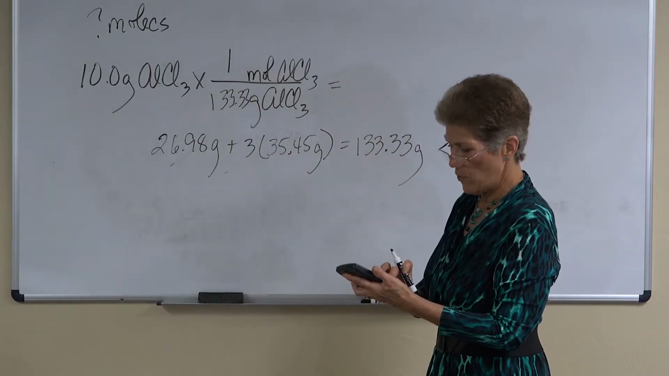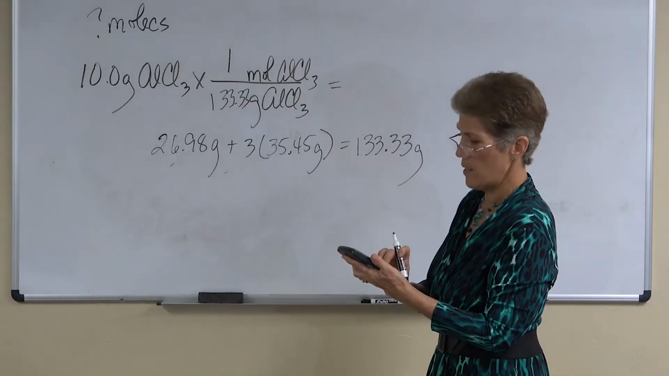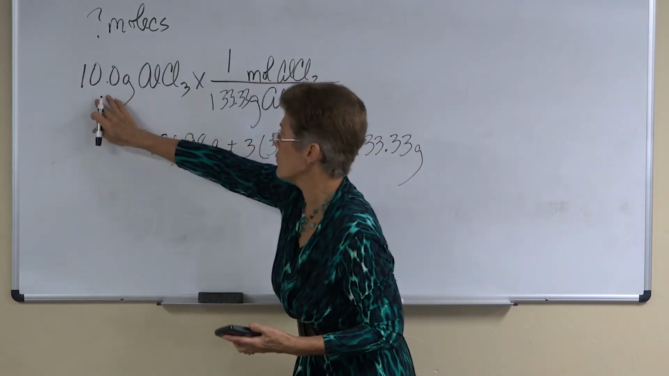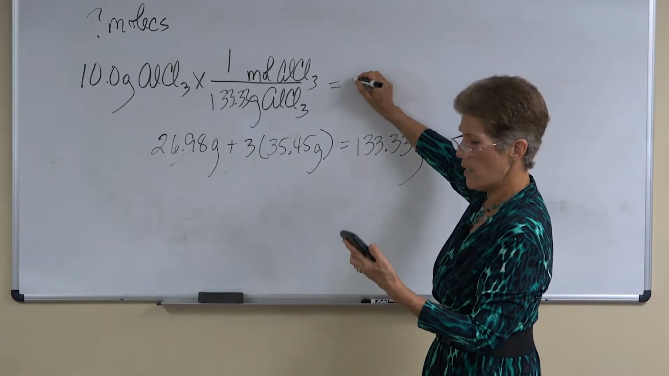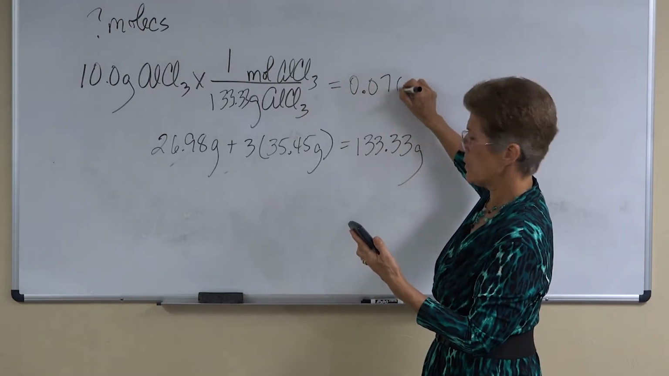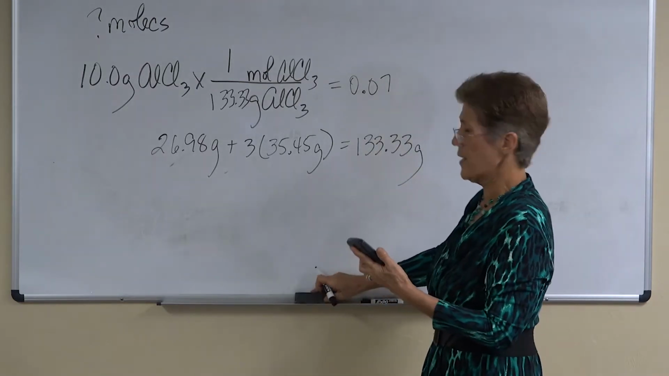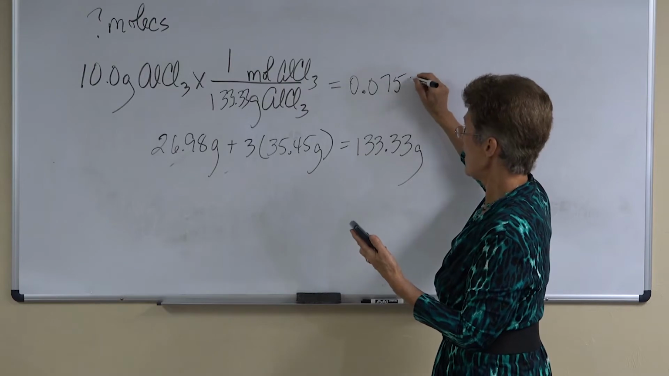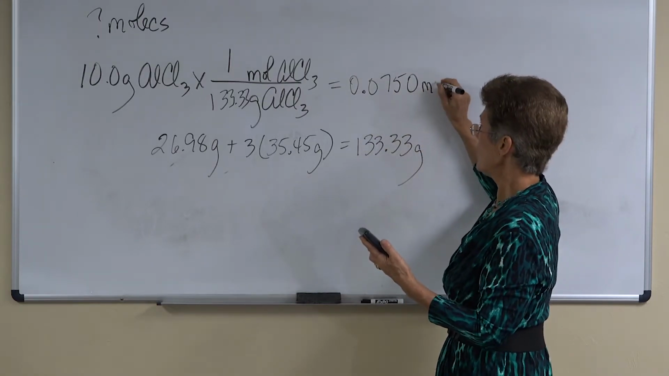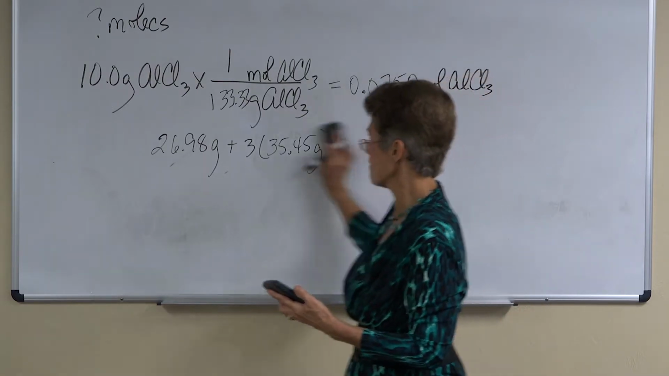And so now we can go 10 divided by 133.33 equals. And we need 3 significant figures in our answer because there's 3 here, 4 here, 5 there actually. So 0.0750. I was trying to get in the 3 significant figures. Here's your 3 significant figures. And this is moles of aluminum chloride, right?